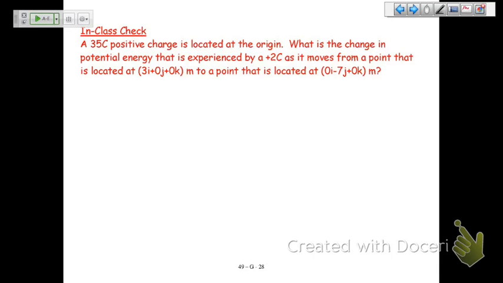A 35 coulomb positive charge is located at the origin. What is the change in potential energy that is experienced by a 2 coulomb positive charge as it moves from a point that is located at 3, so we have plus 2 coulomb, to a point which is 7? The path does not matter. All that matters is where we start and where we end.